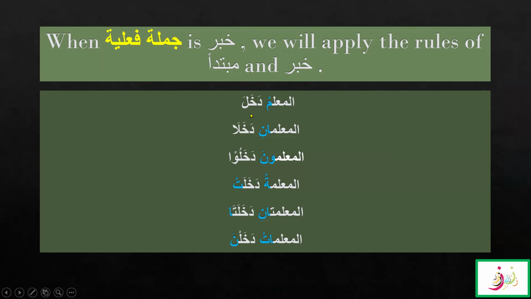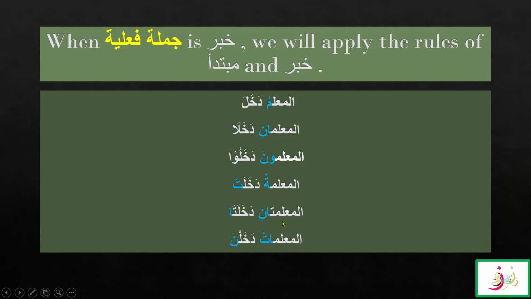So al-muallimu dakhala. Here jumla fi'liya is a khabar. Here this is mubtada and this is khabar. Al-muallimani dakhala. Here you can see again this is muthanna and we can see alif for the dual. Al-muallimani dakhala, all right. So here this is again the dual form, and this is again the dual form, dakhala. Here, al-muallimuna dakhalu. Una sound again. This is the hum version, and here we have used the hum version. It is matching in gender and number.